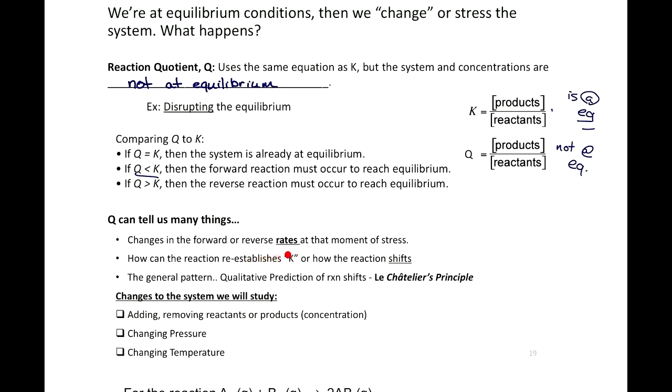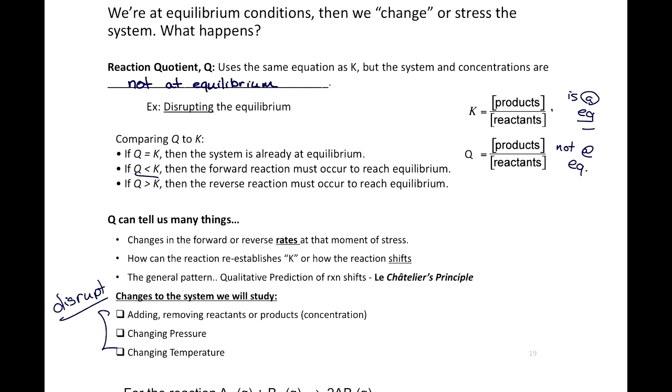So we can talk about how the forward and reverse rates change at that moment, how the reaction reestablishes K by adjusting itself, and then general patterns. That's Le Chatelier's principle. The ways we will disrupt an equilibrium are adding or removing concentrations, changing pressures, and changing temperatures. I'm going to teach you how to do things two ways. The quick and dirty way, that will just get you the right answer. And then the second way is the real way. I'll teach you both ways of utilizing Le Chatelier's principle.